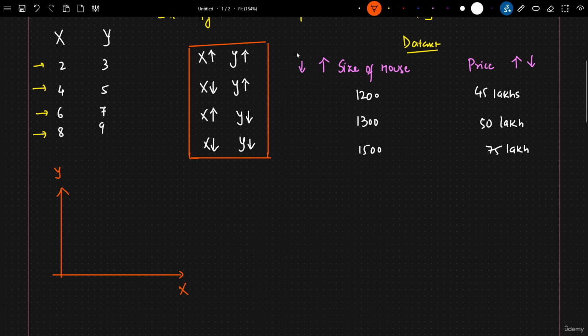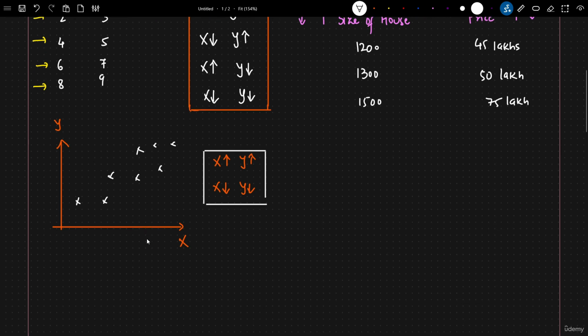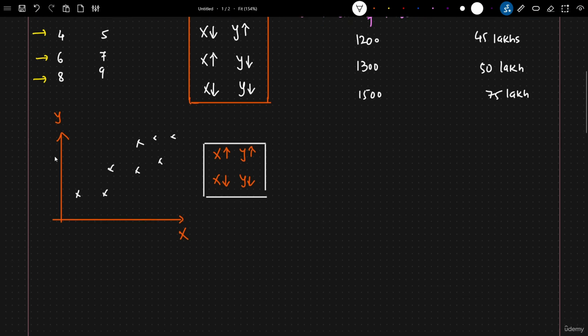So if I just see this data set, and if I just keep on plotting, don't you think we are following this specific pattern, right? Here are two important patterns we are seeing. When x increases, y is also increasing, and when x decreases, y is also decreasing, right? So these two patterns we are able to see from this specific data set. This is really important to understand. Now, one more pattern that we can specifically have.